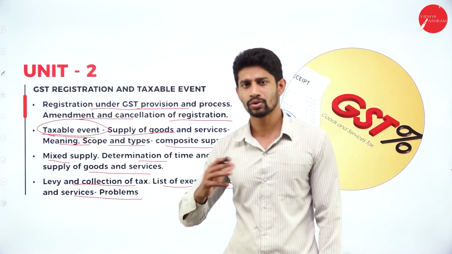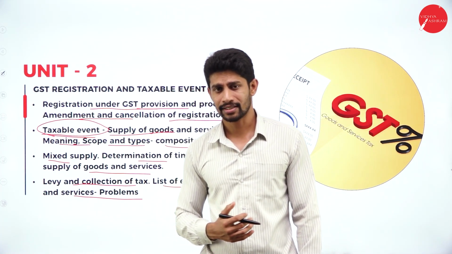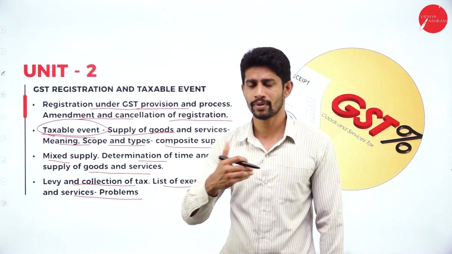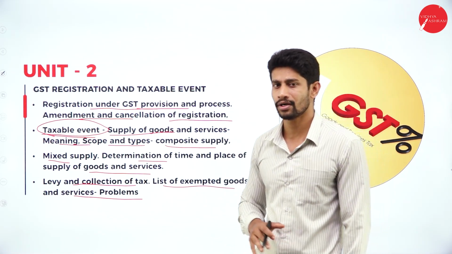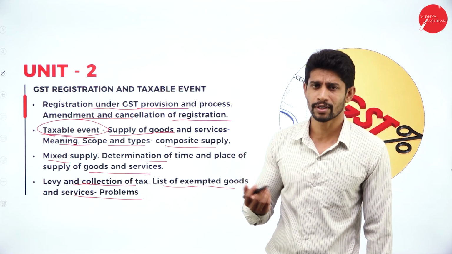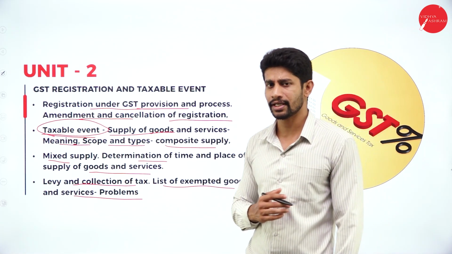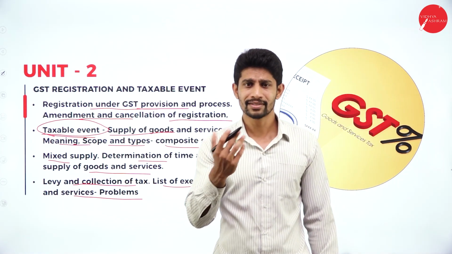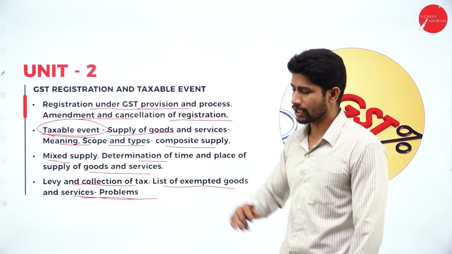So you are going to study two things: what is registration under GST and what is taxable event under GST. How to register with the GST authority, what provisions we have, what is the process, what documents are required, and what is the eligibility criteria to become a registered person under the GST authority. And if it comes to taxable event, what is supply and what are the types of supply we have, what is composite supply, what is mixed supply, how we treat the supply under the GST authority, and how to solve the problems with respect to mixed supply and composite supply under the GST purview. About this you are going to study under unit number 2.